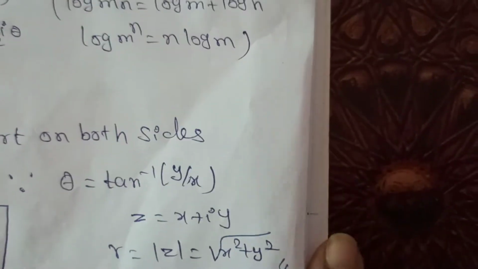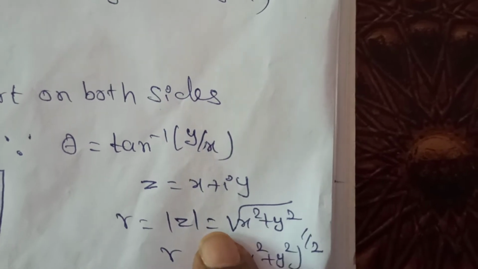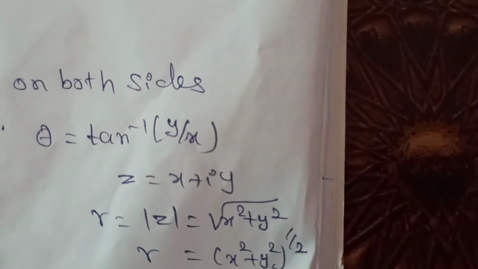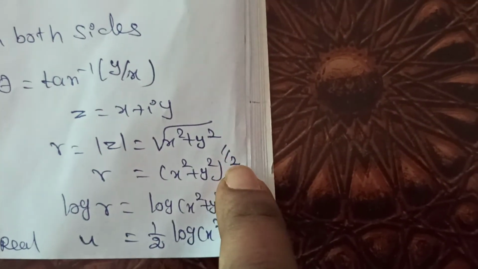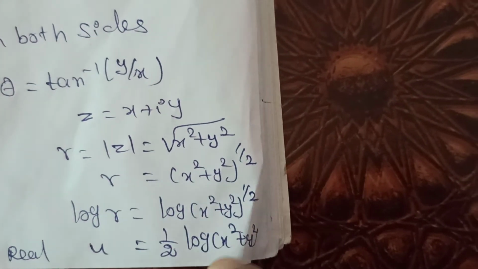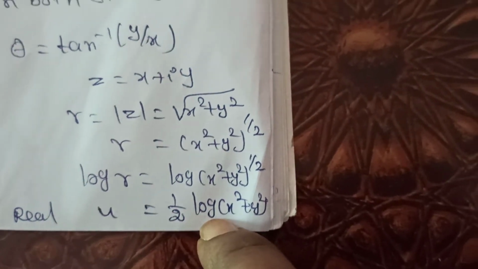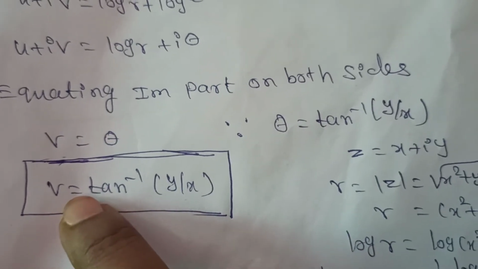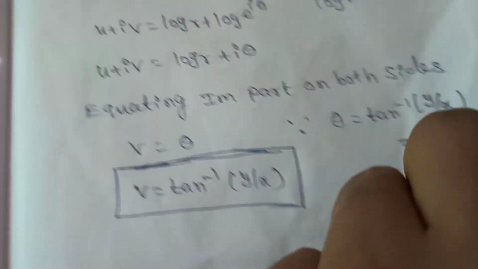You know the formula z is equal to x plus iy, and r, taking modulus on both sides, modulus of z is equal to root of x square plus y square, that is r is equal to (x square plus y square) whole power of 1 by 2. Taking log on both sides, log r is equal to 1 by 2 into log of (x square plus y square). So here the u value exists. Okay, so the conjugate v value answer is tan inverse of y by x. So this problem is over.